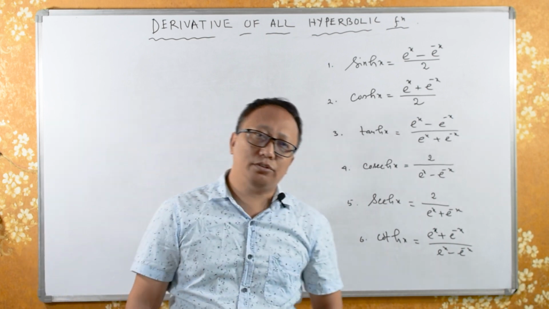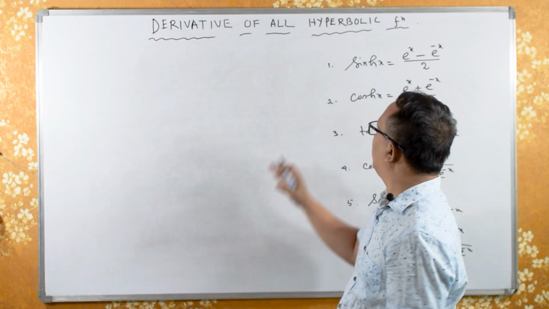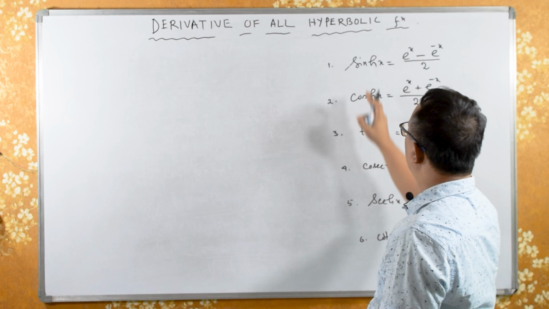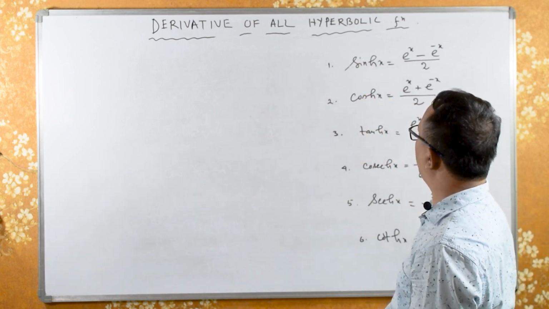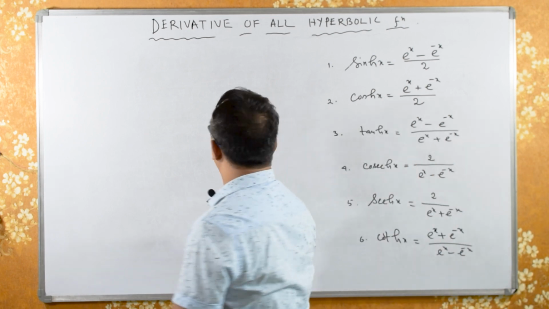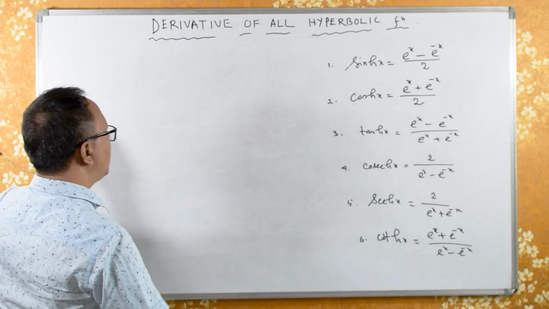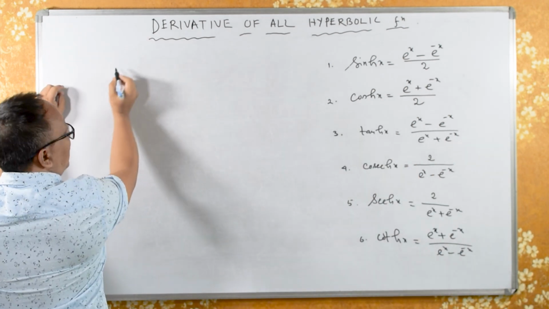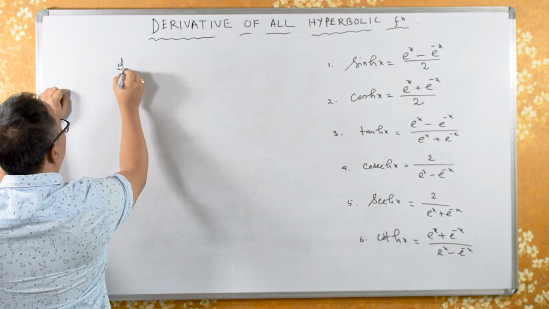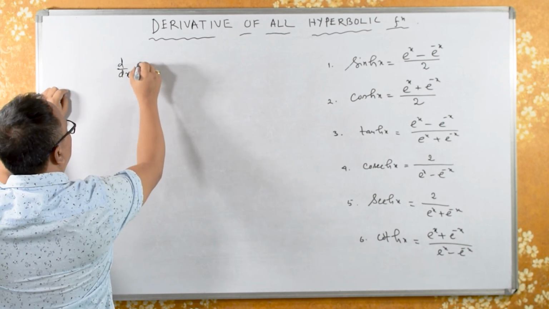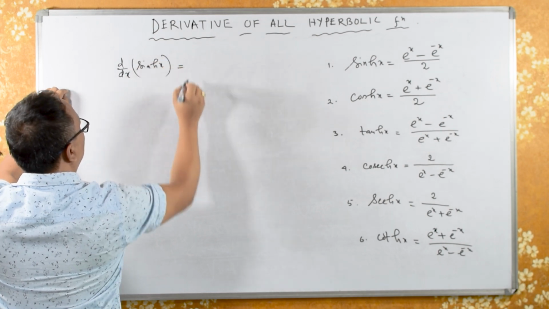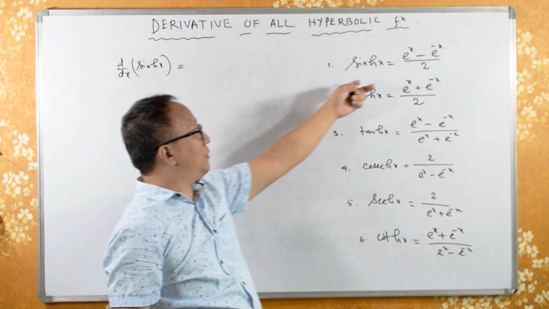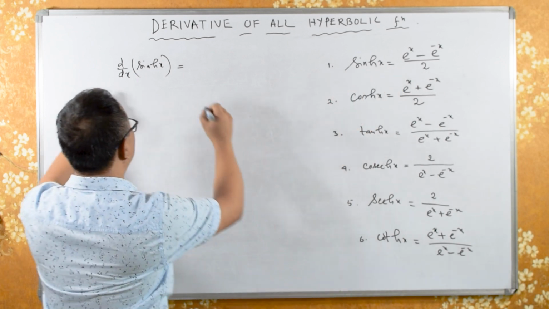Now our aim is to find the derivative of all these hyperbolic functions. Now let's find what is d by dx of sinh x. Okay, what is sinh x? We have sinh x is this. Okay, just write it down.